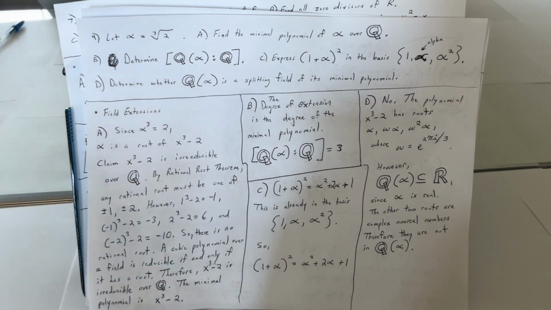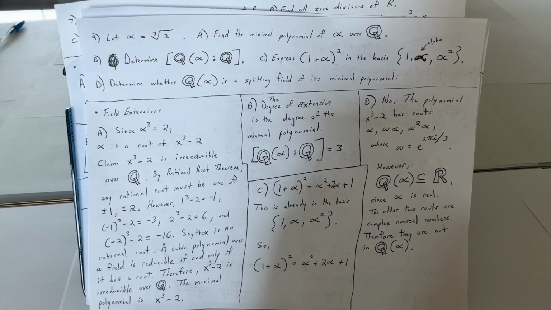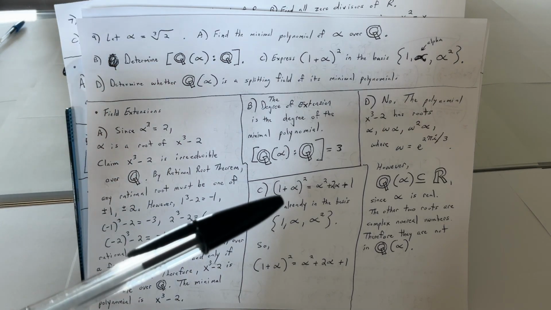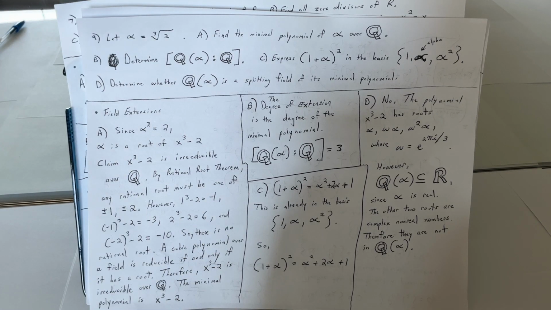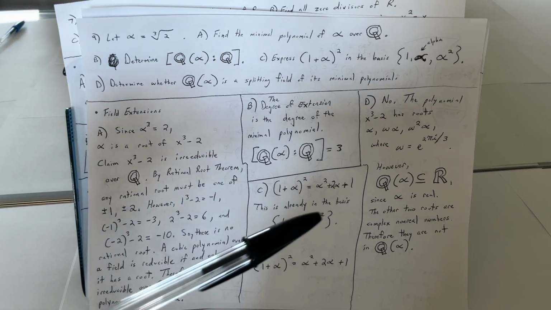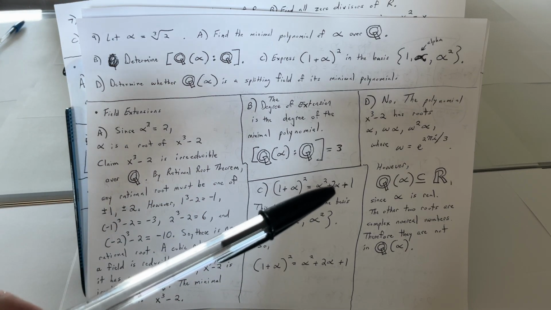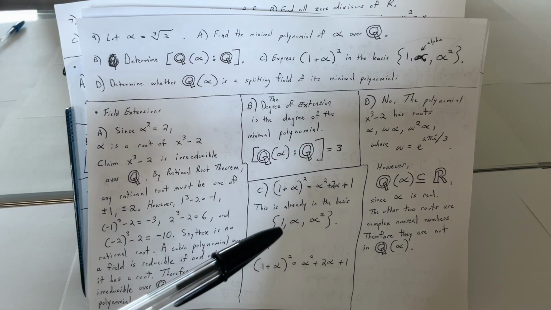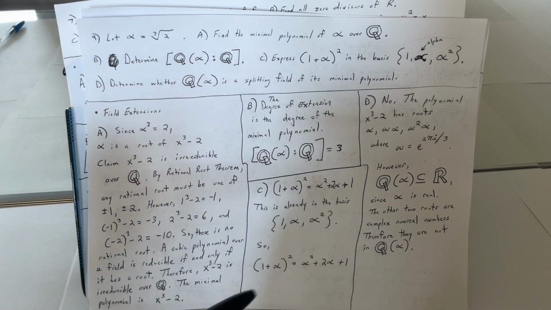Part C, express 1 plus alpha squared in that basis, 1, alpha, alpha squared. So for part C, 1 plus alpha, that quantity squared, expanding that as alpha squared plus 2 alpha plus 1. And this is already in the basis 1, alpha, alpha squared.